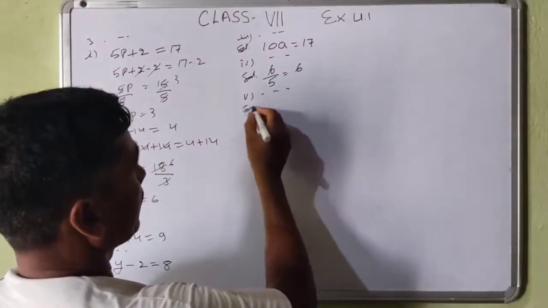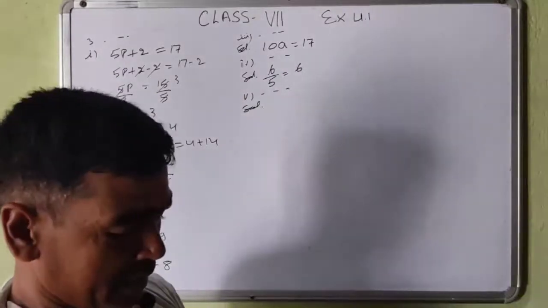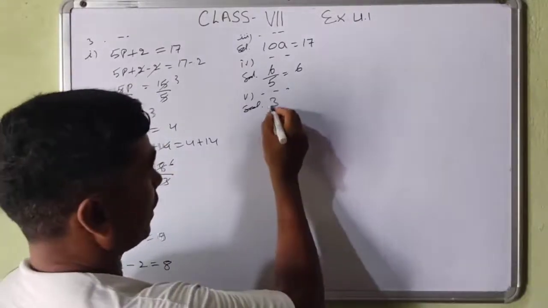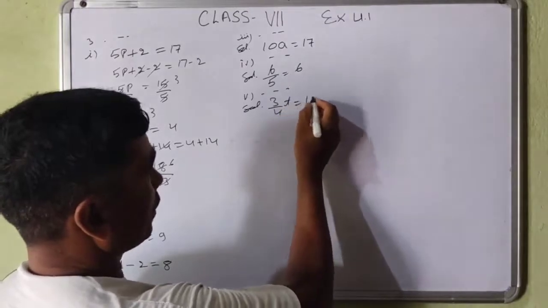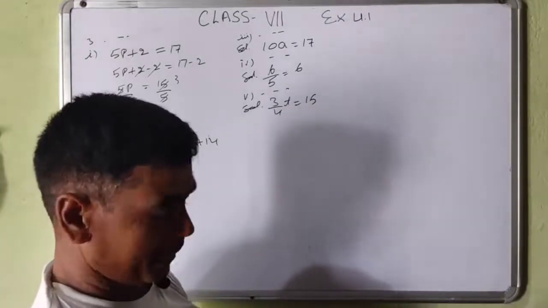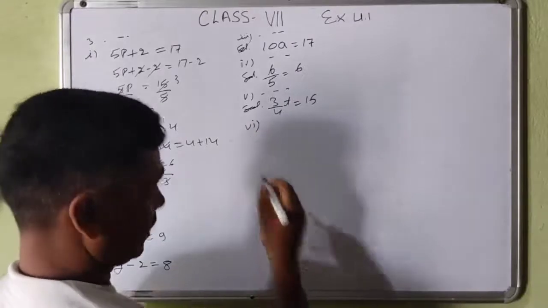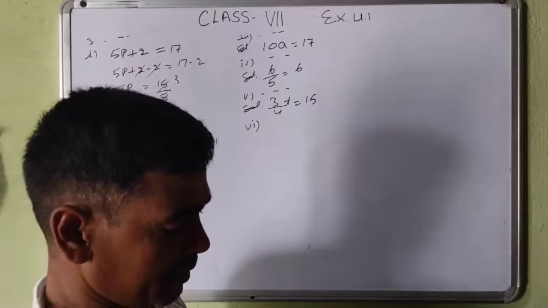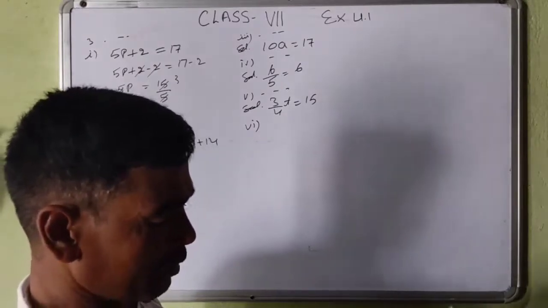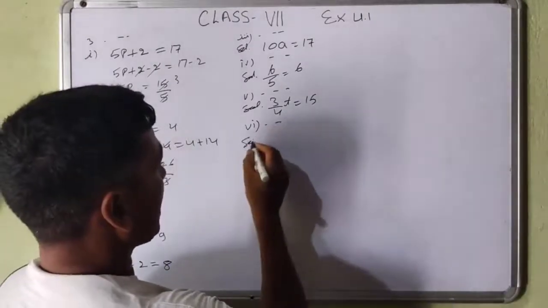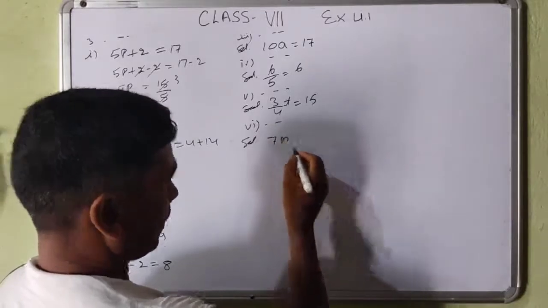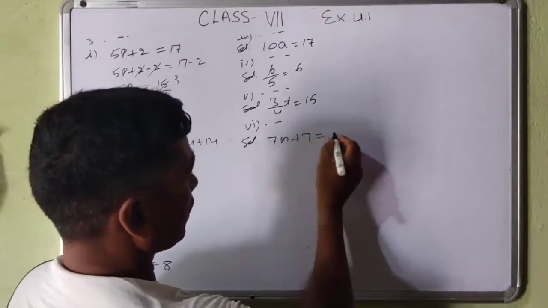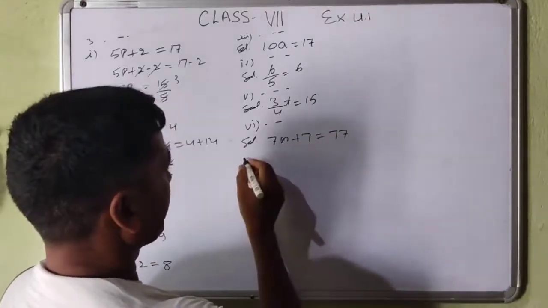Fifth part: 3/4 of t is 15. So 3/4 of t is equal to 15. Sixth part: 7 times m plus 7 is equal to 77. 7 times m is 7m, so 7m plus 7 is equal to 77.